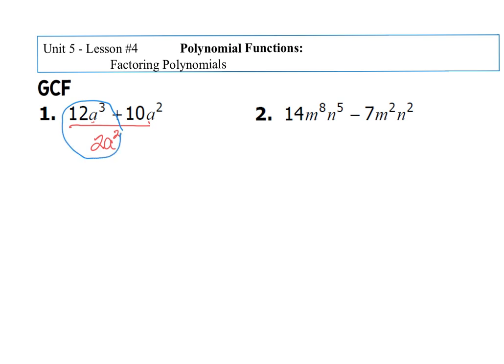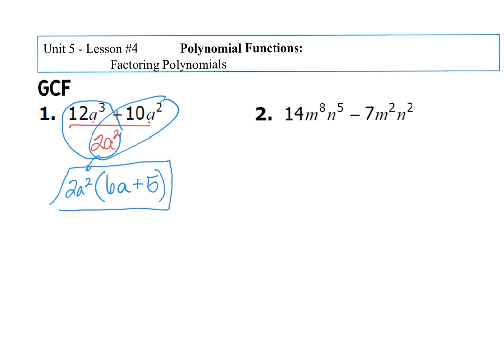12a cubed divided by 2a squared is 6a. Then my second term, 10a squared divided by 2a squared is just positive 5 because we divide our coefficients. 10 divided by 2 is 5. A squared take away a squared is no a's left. Now this part always gets wrapped up in parentheses, and we always put the GCF on the outside. Now this looks like a multiplication problem. It's distributive property. So we've done our job. It's been factored. The two factors are 2a squared and 6a plus 5.